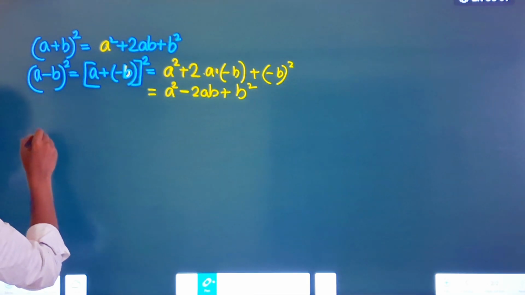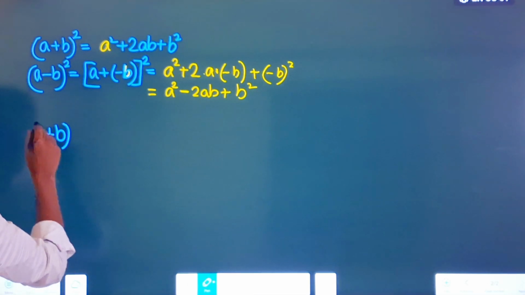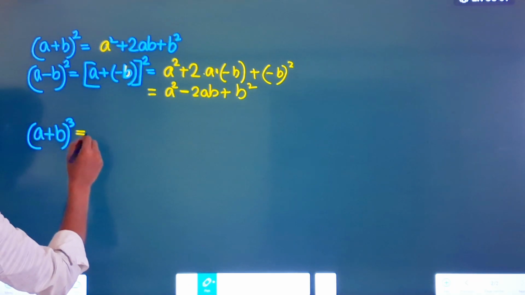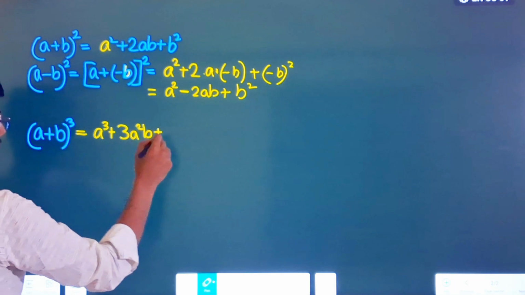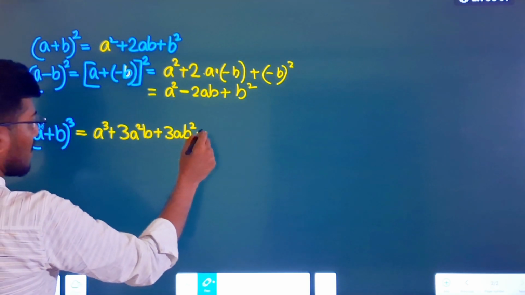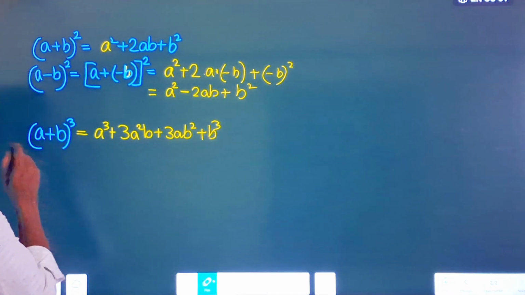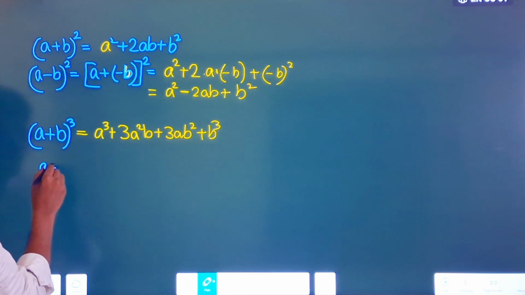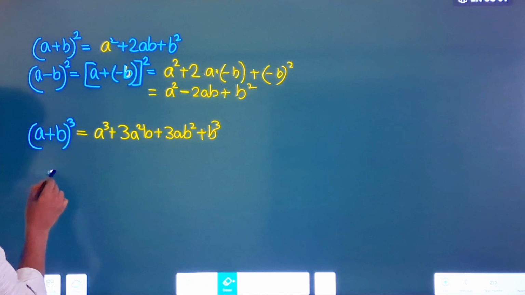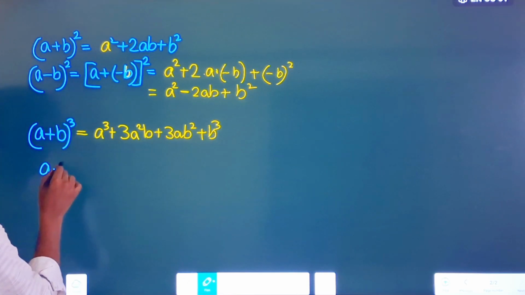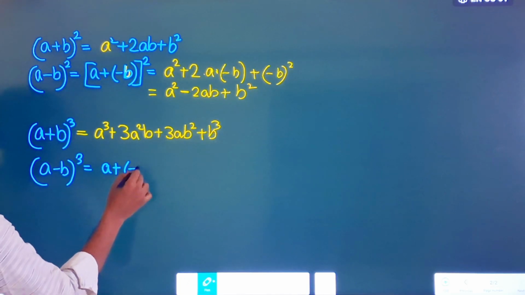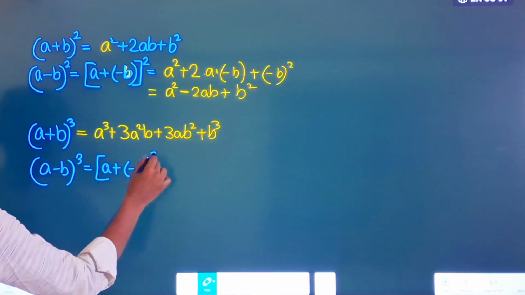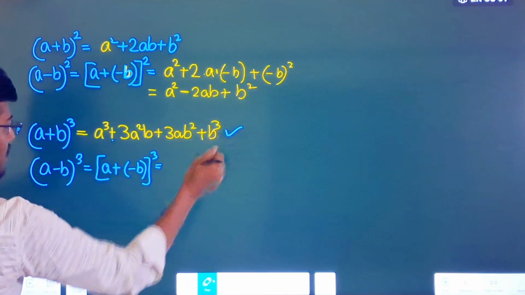Whenever you have to find (a - b)^3, in the previous page you know what is the formula of (a + b)^3? a^3 + 3a^2b + 3ab^2 + b^3. Okay, by using this formula you have to find out what is the formula of (a - b)^3. To find out the formula, at first I rearrange the terms as a plus-minus b, then whole cube. Then you use the concept of this formula. So what is the formula?